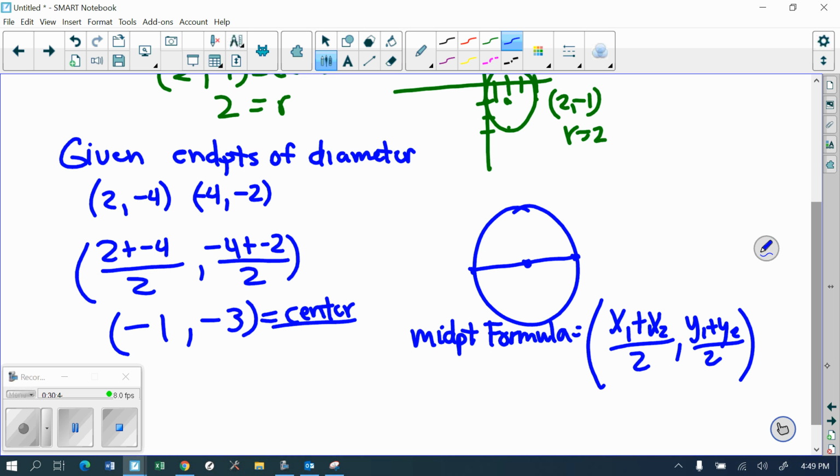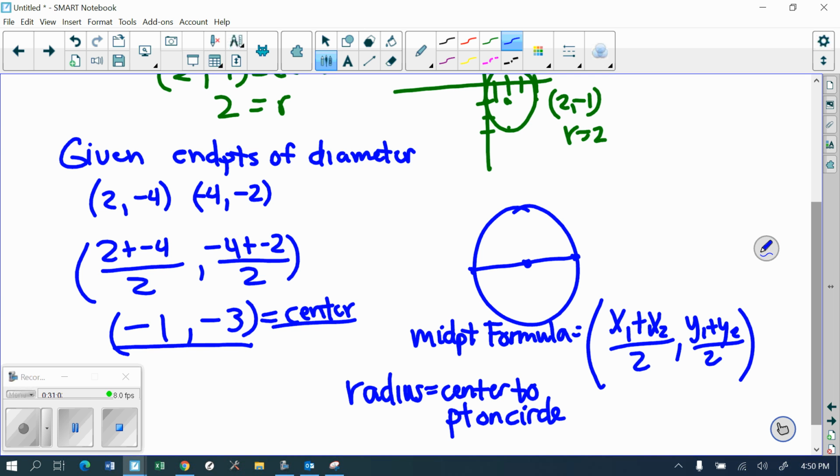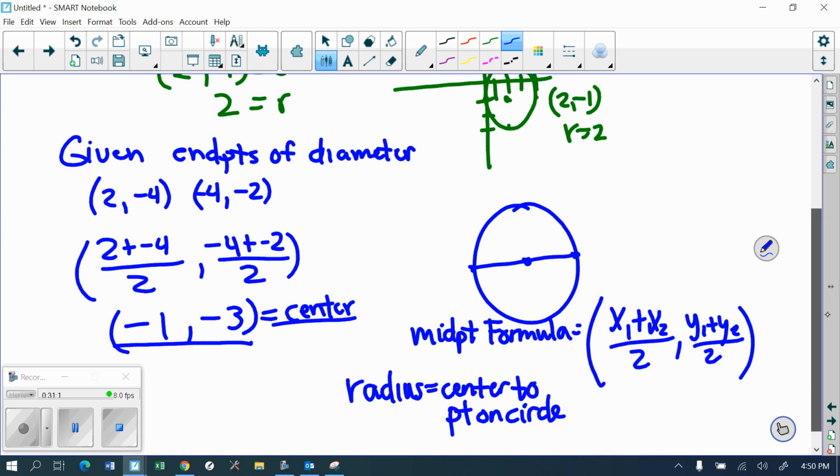Okay, now how do I get the radius? Definition of radius is center to point on circle. So I have the center now, negative 1, negative 3, and I have 2 points on the circle, 2, negative 4 and negative 4, 2. It's my choice which one I want to find the distance from. Okay.